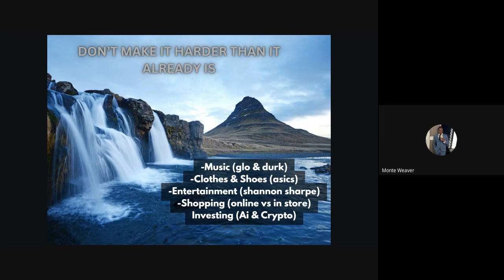If you look in the back or you see these rivers or you see this waterfall, I would rather be flowing with the market or with the river and allow it to push me where I want to go, right? And we know this with music, clothes and shoes, entertainment, shopping, investing, right? We know what's trending. We know what's going on. Stay where the market is trending. That's where you want to be at.